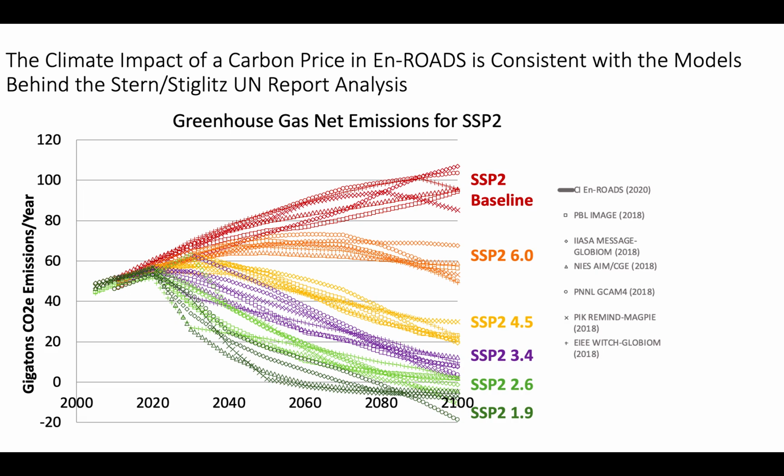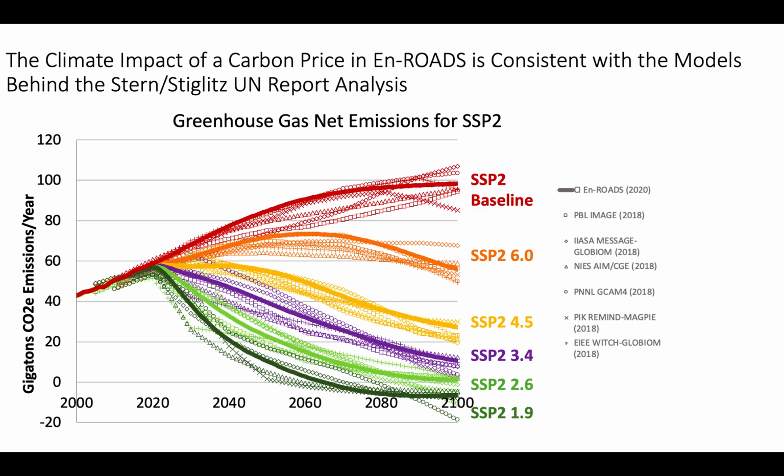In fact, here's one variable. We actually compare against 30 variables, but this is greenhouse gas net emissions, 2000 to 2100. The red lines are the integrated assessment models for their baseline under SSP2, and then a lower radiative forcing level in orange and yellow and purple and green. And we tested our model, En-ROADS, by comparing it. And so you can see that we're in the envelope, which just builds our confidence, yes, that we're consistent.